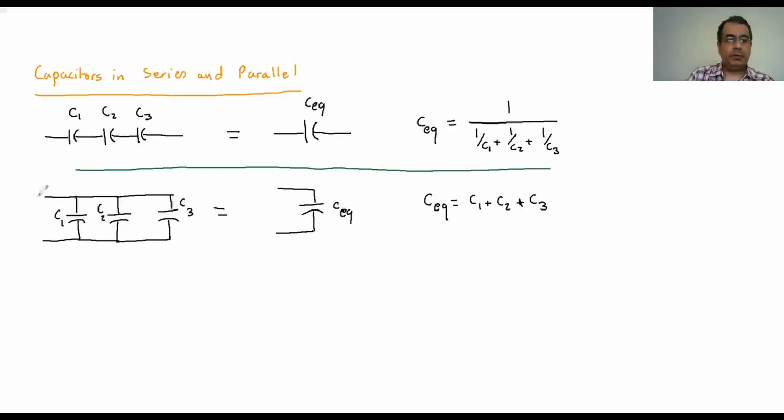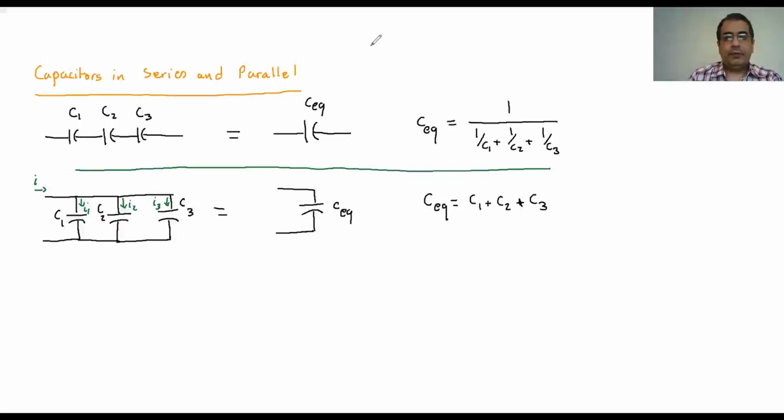For example, for the current, if the current going in here is I, we are going to have I1 here, I2 here, and I3 here, similar to what we have before. The same here in the series: because they are in series, if there is I, the I is going to be the same in all of them.